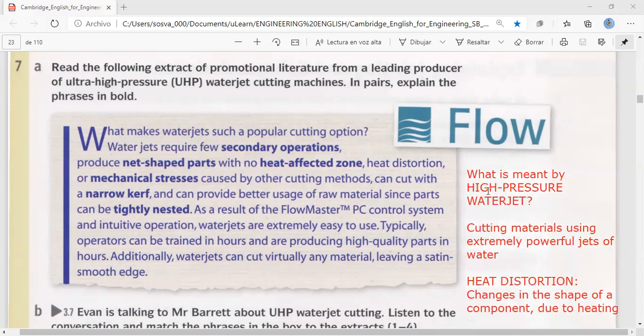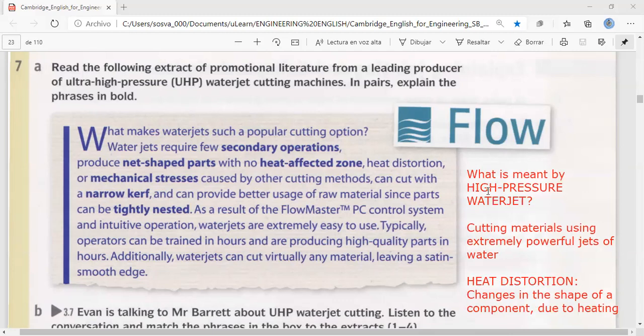Let's look at the following extract of promotional literature from a leading producer of ultra high pressure, known as UHP, water jet cutting machines. The enterprise is known as Flow. So could you please read this part of the article?